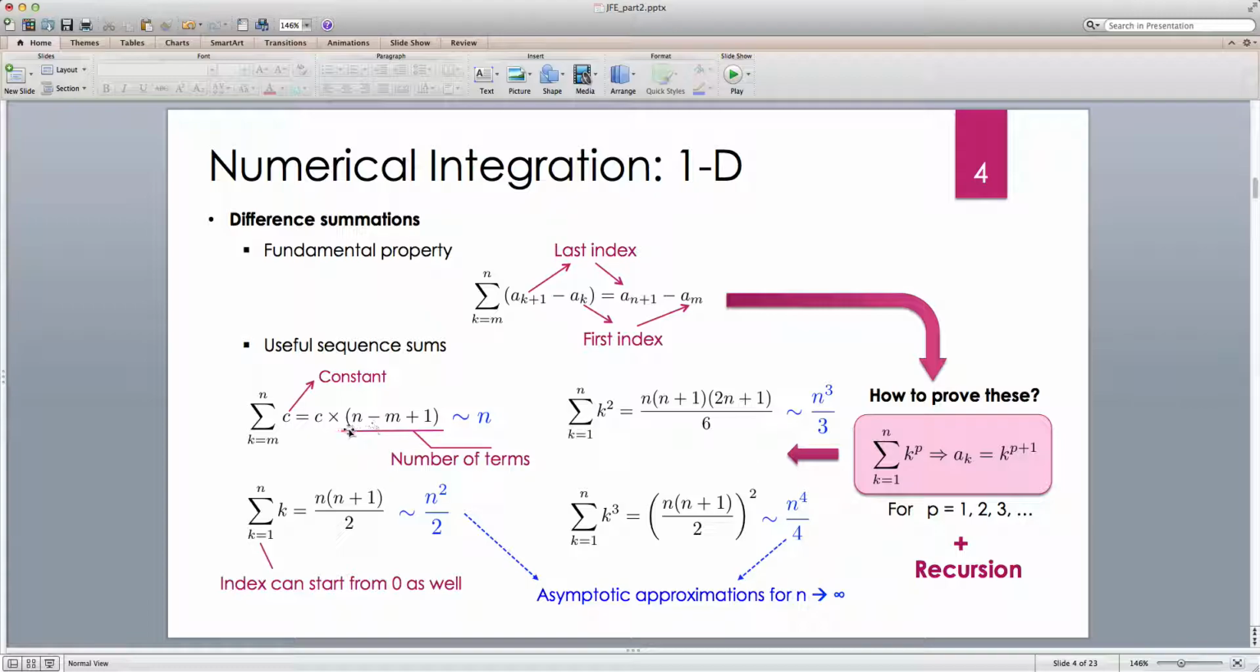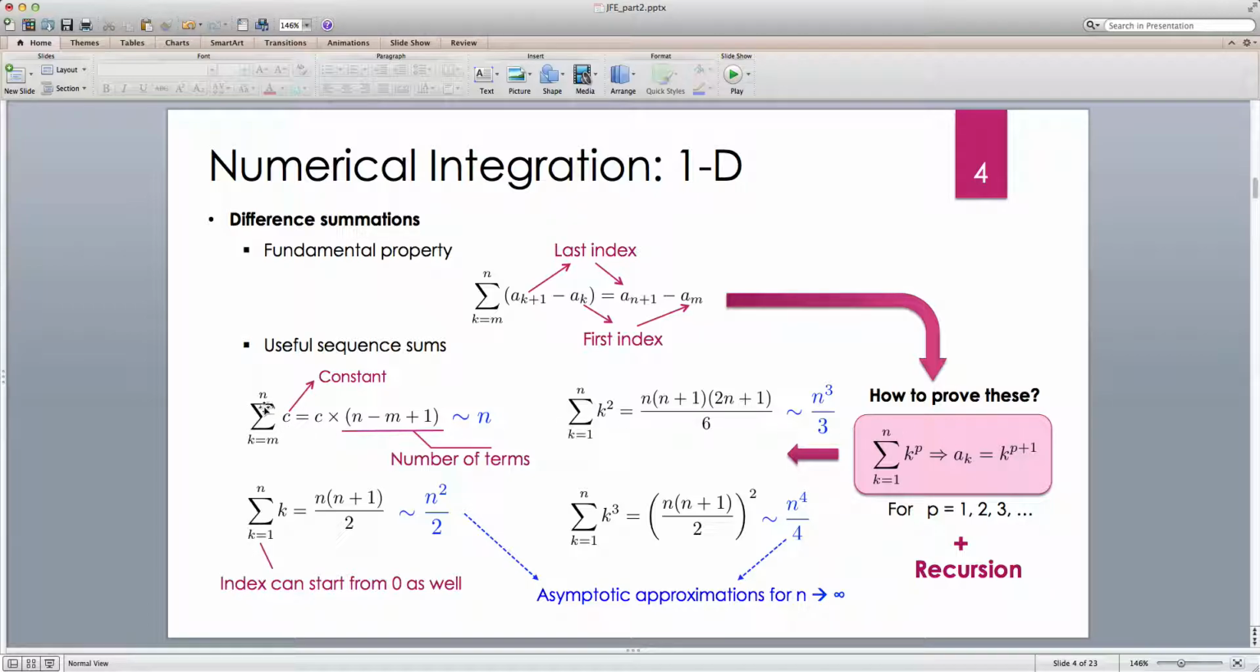Now, how do we actually calculate these, right? How do we find these results for k squared, k cubed, or even 1 or a constant number? What we do is we use the difference property here. And if I'm trying to find the sum of k from 1 to n or 0 to n of k to some power p, which is an integer, in this difference property, I set the sequence a_k to k to the p plus 1. So I increase the power of k by 1 unit, k to the p plus 1.